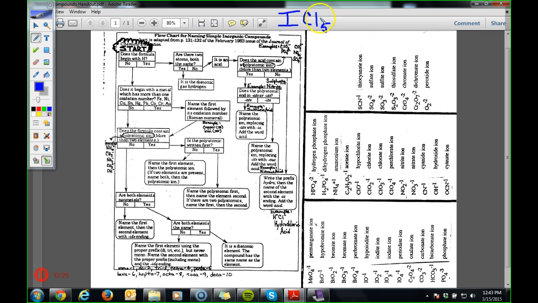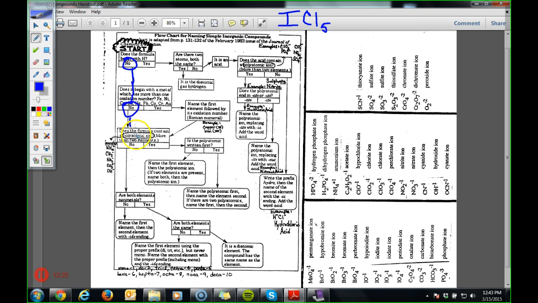This was actually on your quiz for Lewis dot structures. So we're now going to name this thing. If we go through our flowchart, does this formula begin with a hydrogen? No. Does it start with one of those elements that have more than 1 charge? Iodine is not on that list, so no.